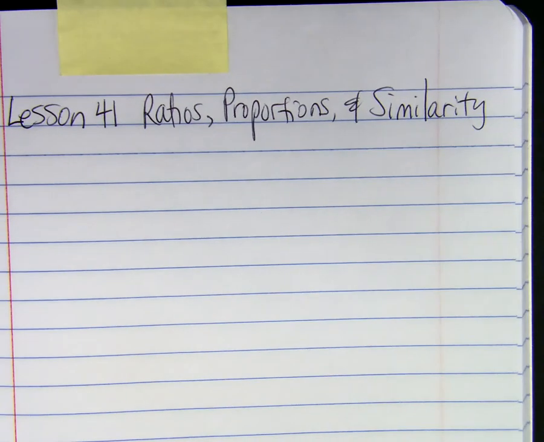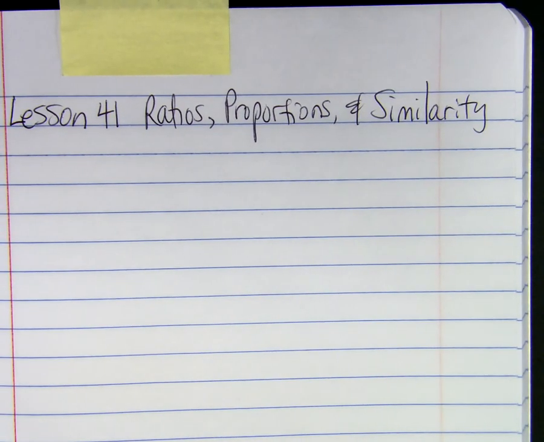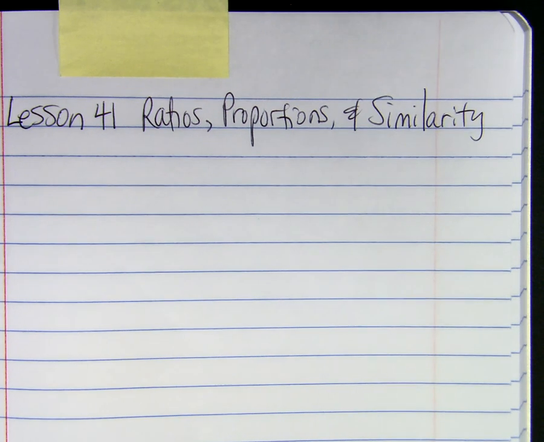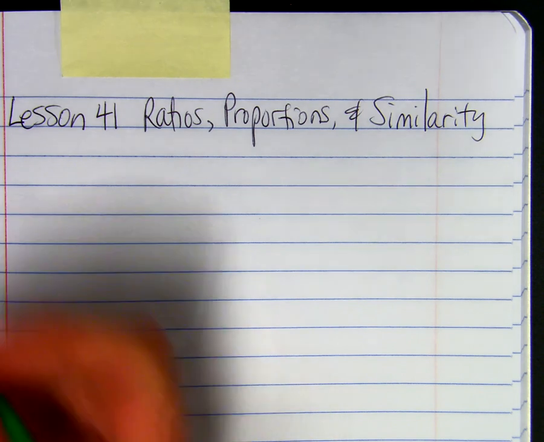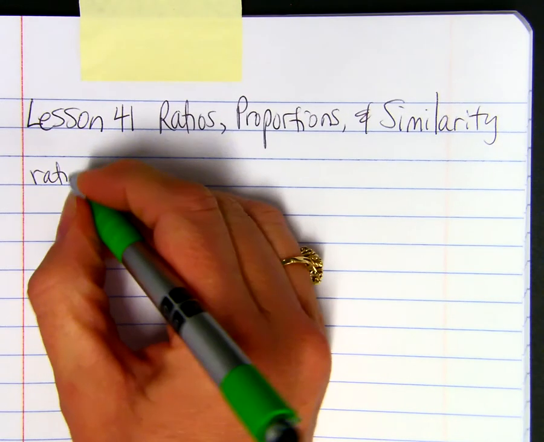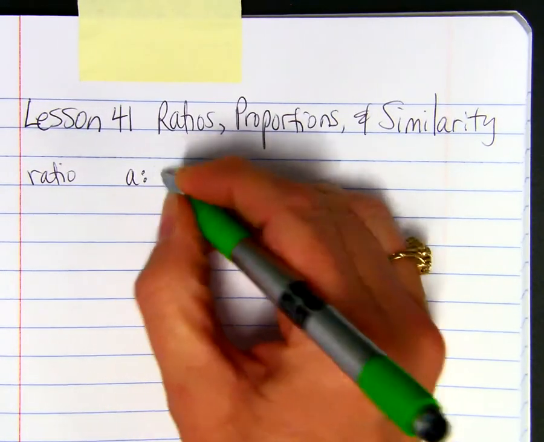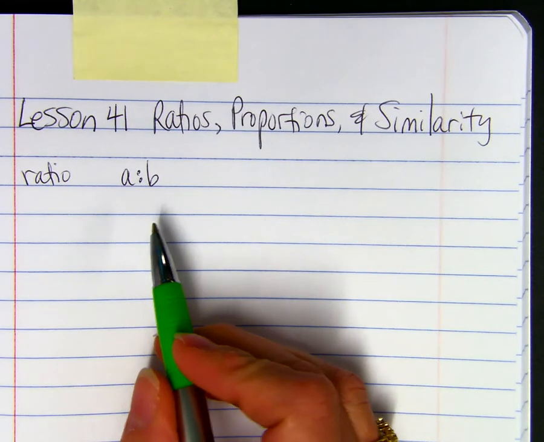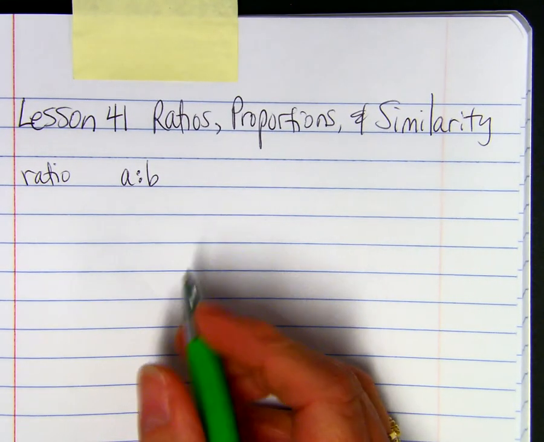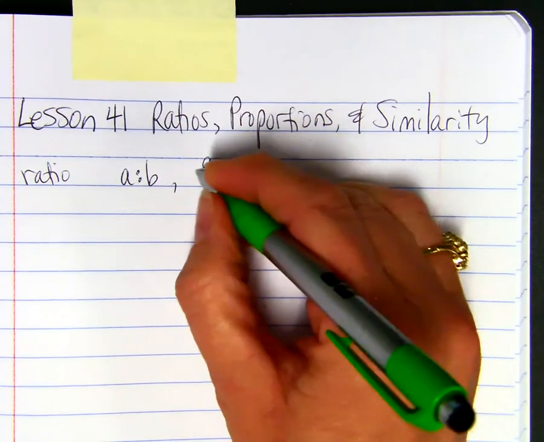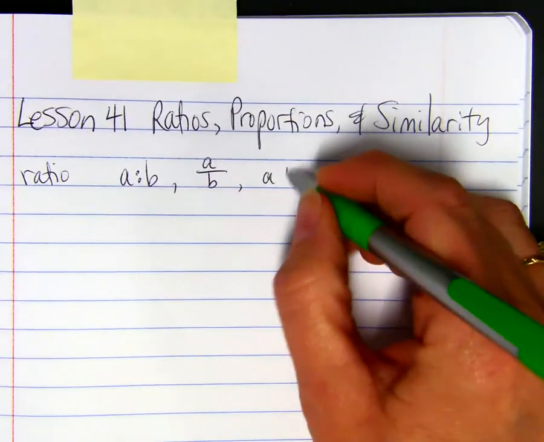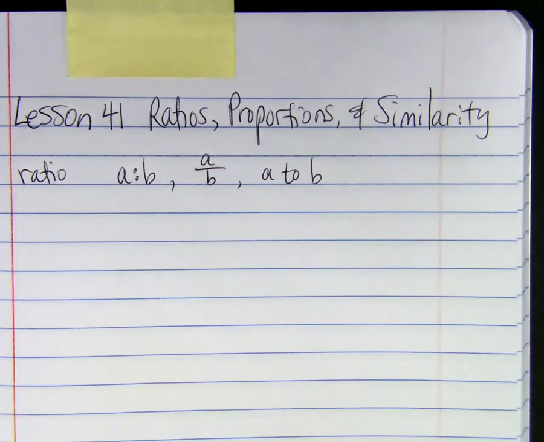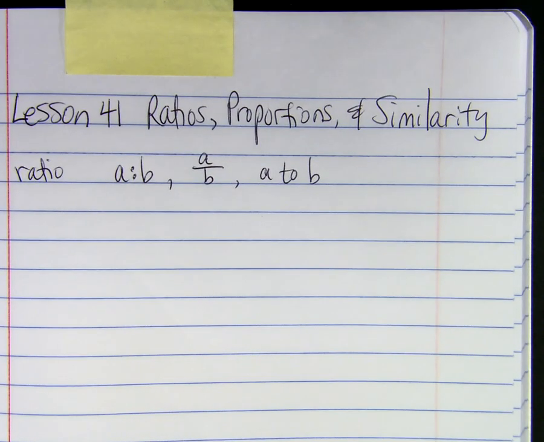So a ratio is comparing two numbers together, so it's kind of like a division problem. Some examples of ratios: you could use the colon, which you read A to B. You could write A over B, which looks like a fraction. Or you could use the word "to" for A to B. And that shows your ratio.